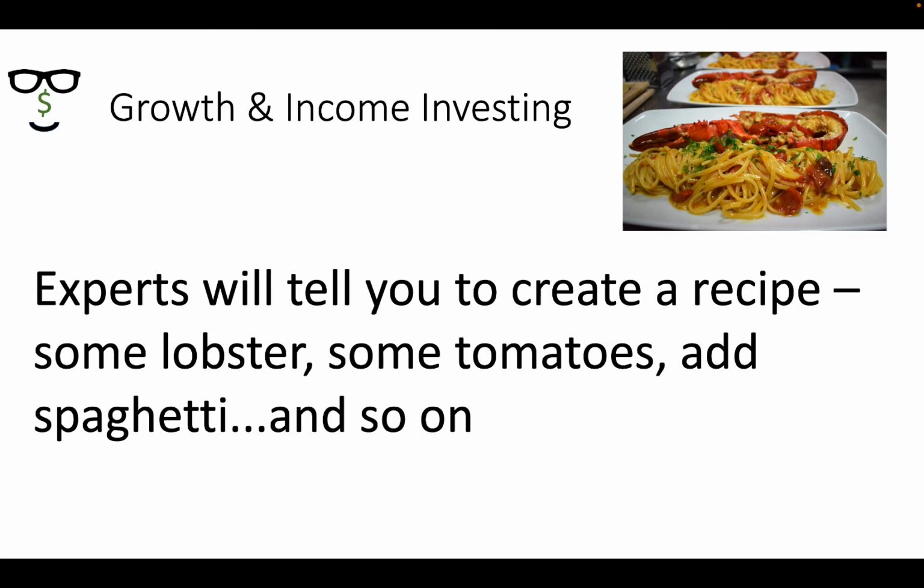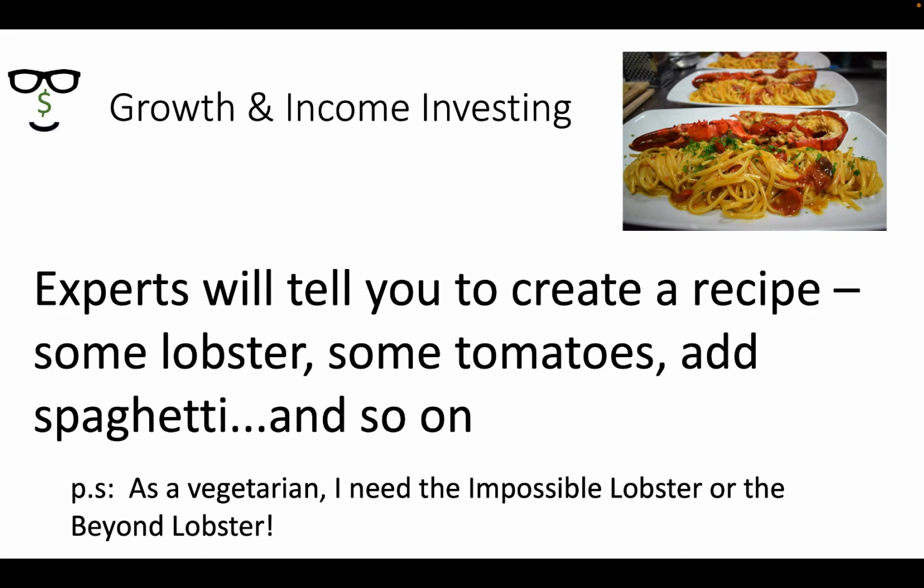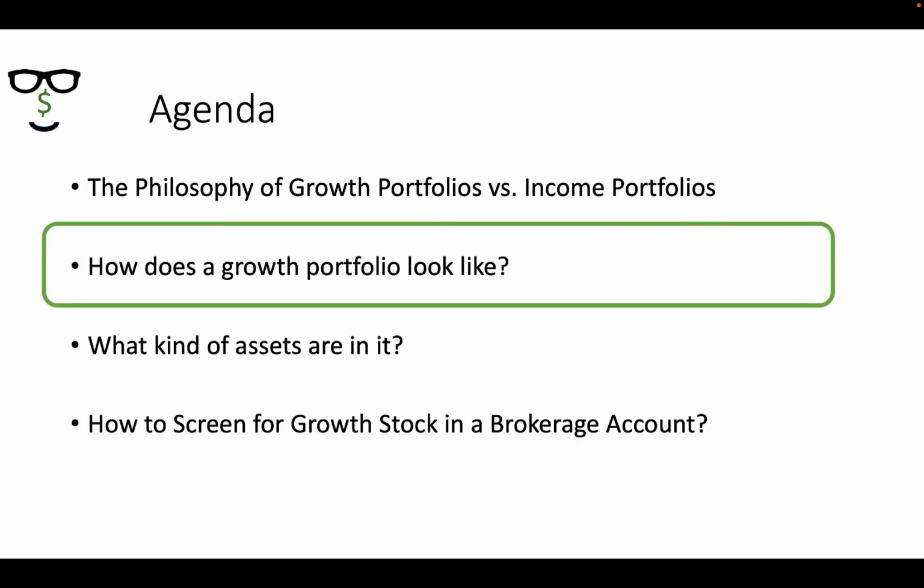Experts will tell you what you really need is a recipe. And continuing with our analogy, you probably want some lobster or growth investing, some tomatoes or yield investing, maybe add spaghetti and whatever suits your taste. As a vegetarian, I need the impossible lobster or the beyond lobster, but I am now diverting away from the topic. Anyway, let's talk about how a growth portfolio looks like.